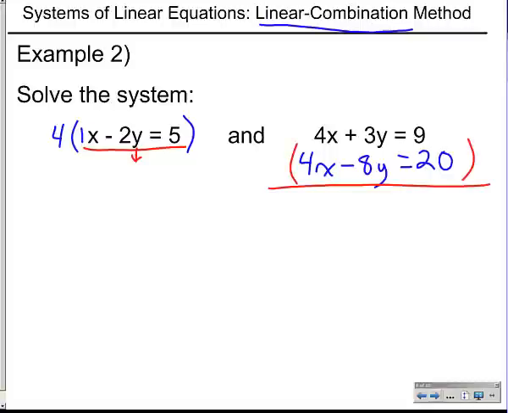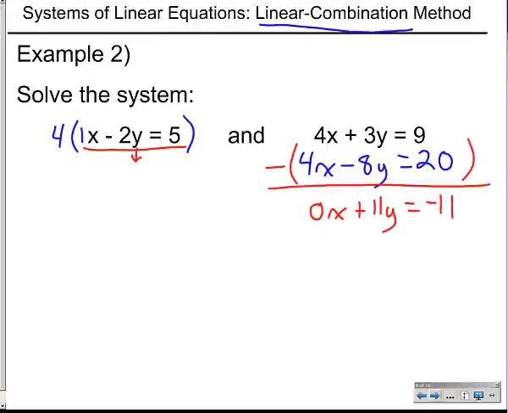And what we're going to do is either add or subtract our equation here to make the x's cancel out. Well, I've got a 4x on the top and a 4x on the bottom, and the only way you can get them to become a 0x is to subtract. So 4x minus 4x gives you 0x, and 3y minus negative 8y will give us a positive 11y, and 9 minus the 20 will equal negative 11.